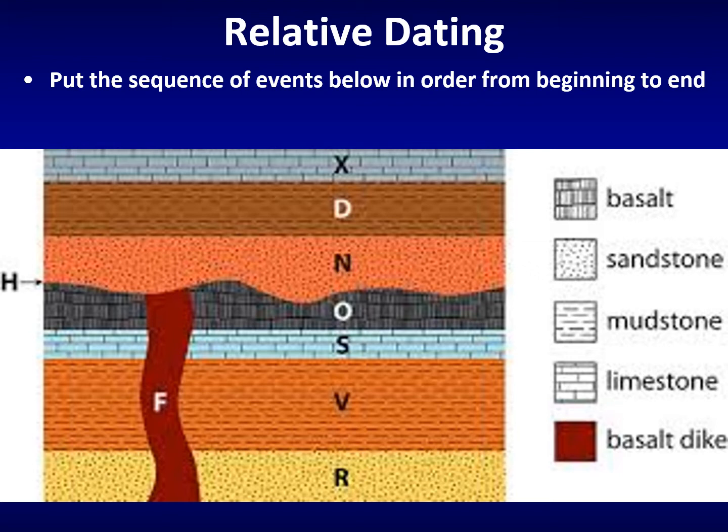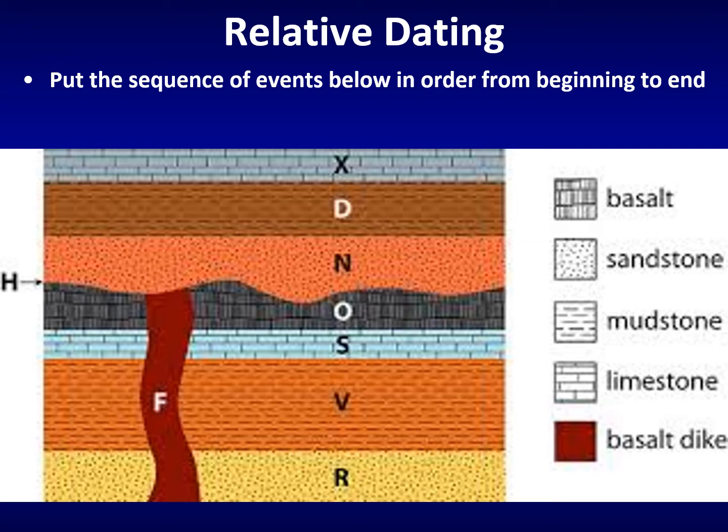So this would be kind of a non-conformity with the rocks below and above. But we do think that O comes after S. Then we see layer F. Layer F is a basalt dike that kind of burns its way through the rocks at an angle. And we know that F comes in after R, V, S, and O because it cuts across them. That's the principle of cross-cutting relationships.